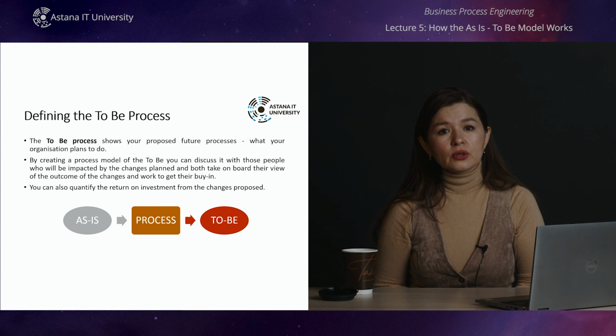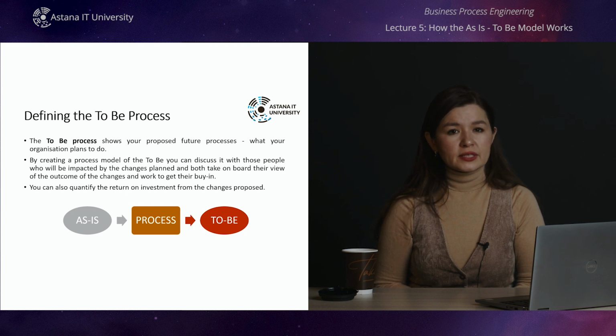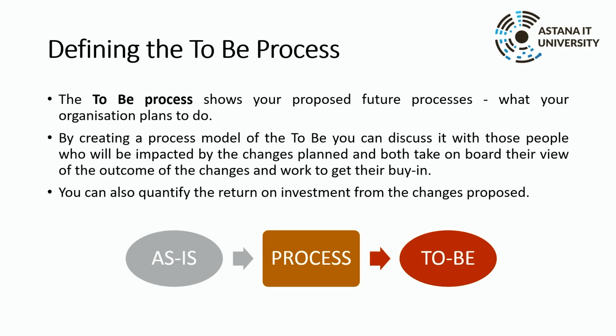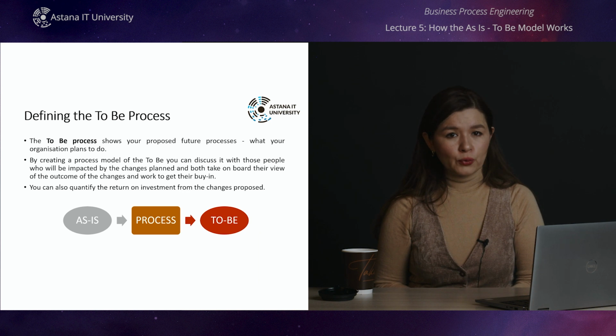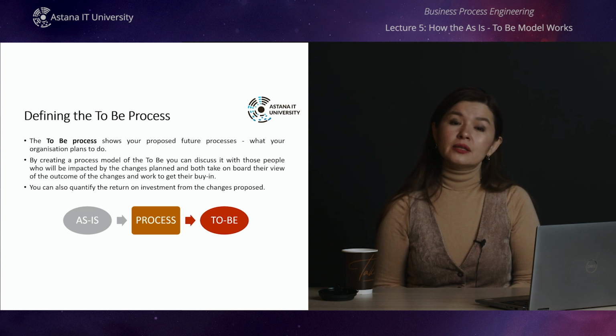Creating a process model of the to-be state allows organizations to visualize and communicate the planned changes effectively. The to-be processes outline the desired or planned changes to existing processes. It incorporates enhancements, optimizations, and innovations that have been identified during the analysis of the current state of the as-is process. This forward-looking model represents the organization's vision for how processes should ideally function in the future.